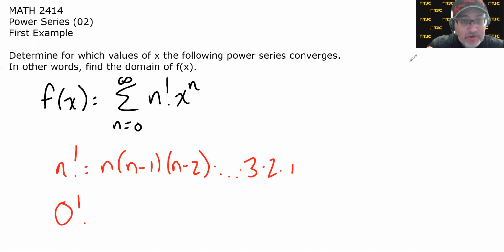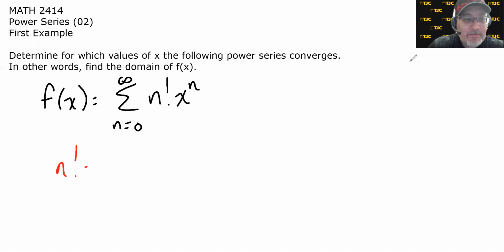If you're not familiar with those two, you need to be familiar with them right now. Let's write out the first few terms of this series, just to see if we can get an intuitive idea of what may or may not happen. If we put in 0, we get 0 factorial, which is 1, times x to the 0, which is 1, under the premise that 0 to the 0 is defined to be 1. So we get 1 times 1, which is 1.